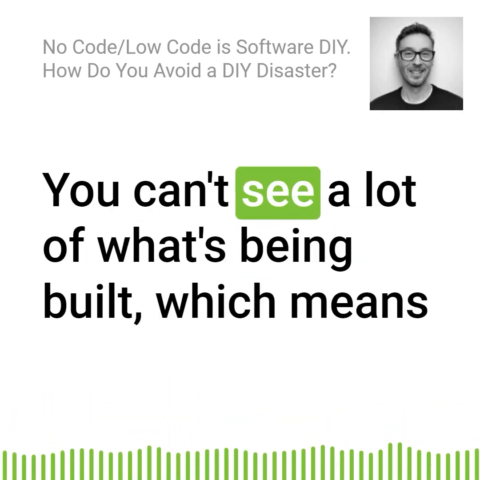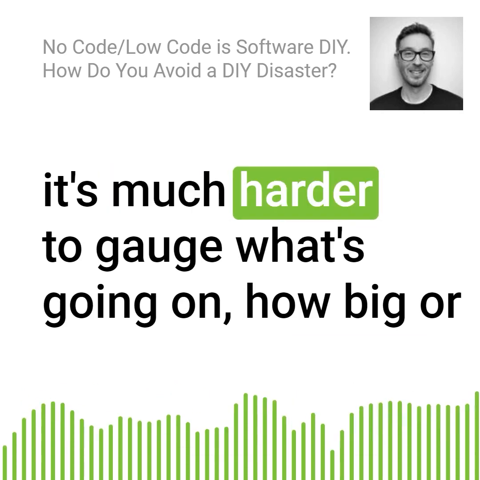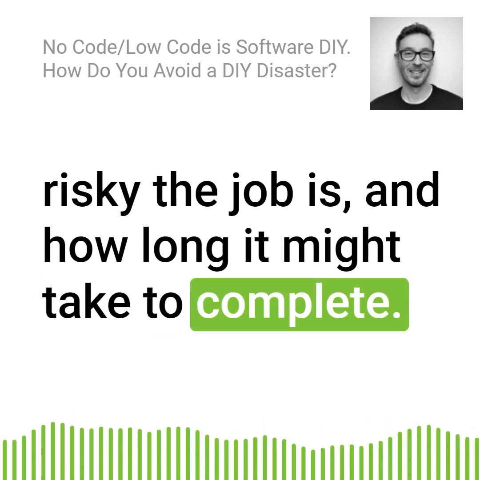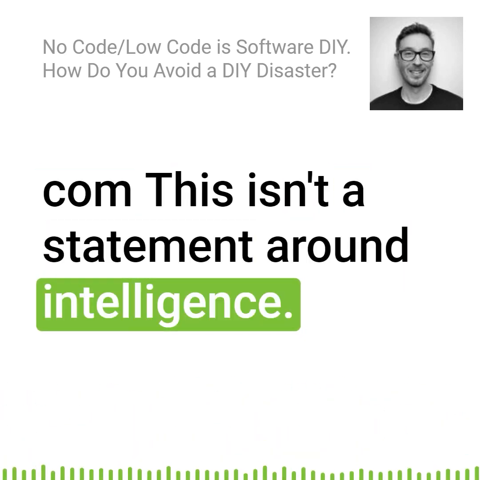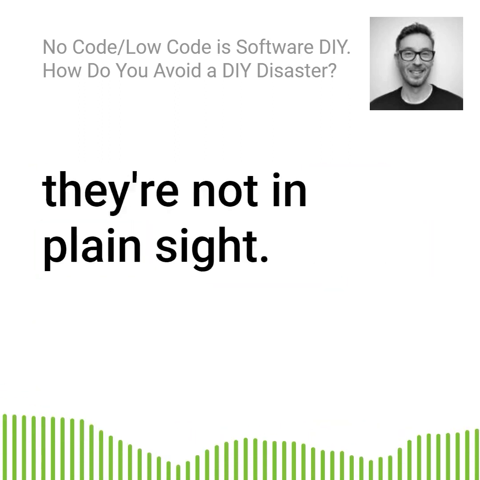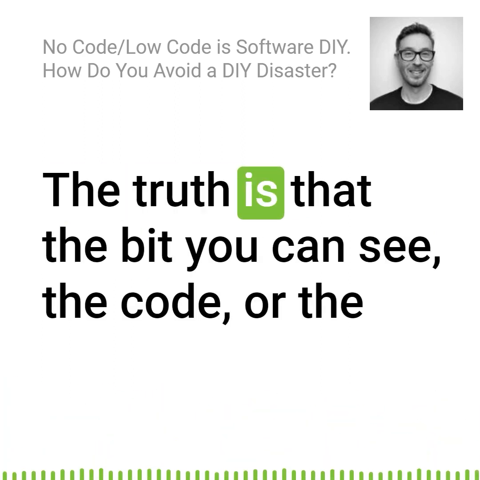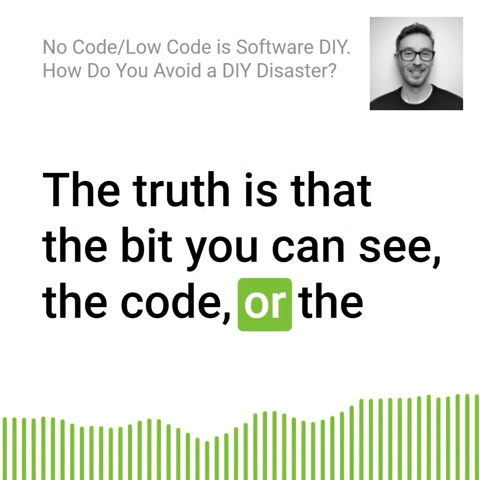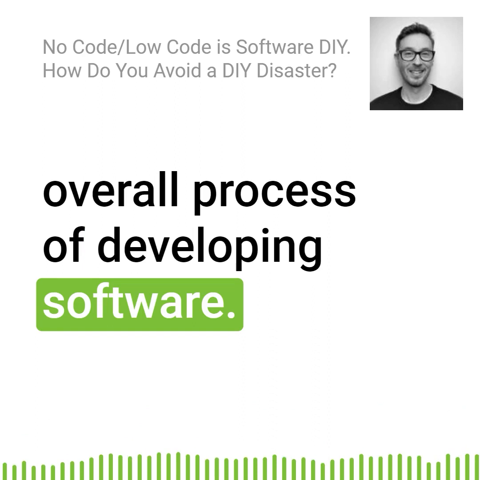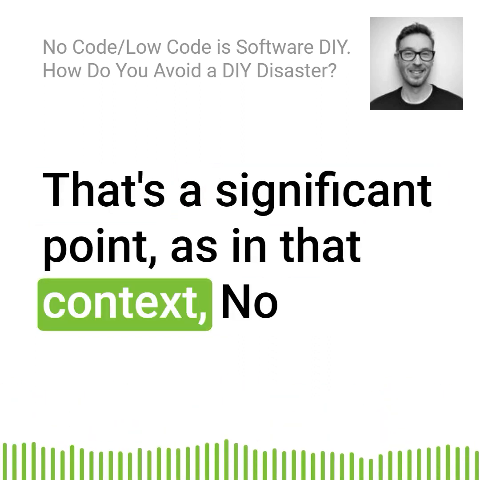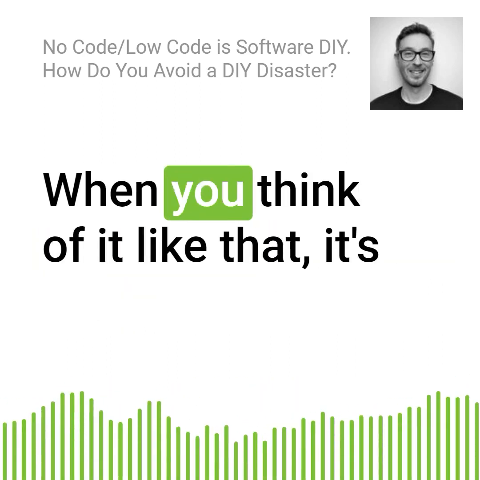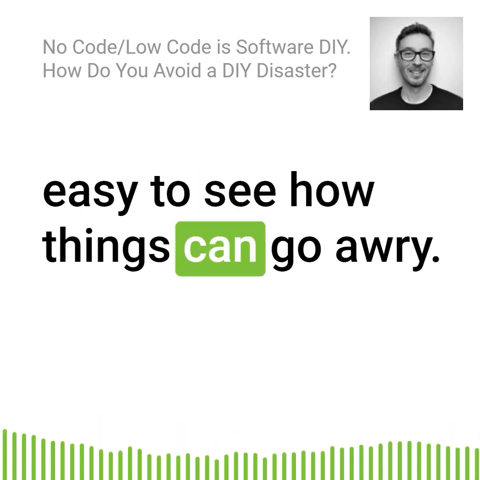You can't see a lot of what's being built, which means it's much harder to gauge what's going on, how big or risky the job is, and how long it might take to complete. This isn't a statement around intelligence. Simply put, it's harder to understand or comprehend the work or processes involved when they're not in plain sight. The truth is that the bit you can see, the code or the user interface, is really just a small portion of the overall process of developing software. That's a significant point, as in that context, no-code, low-code only deals with that small portion too. When you think of it like that, it's easy to see how things can go awry.